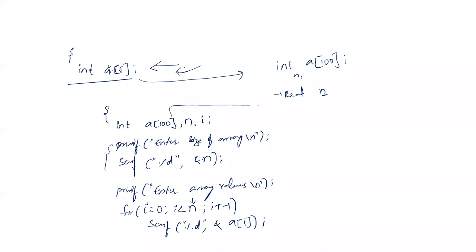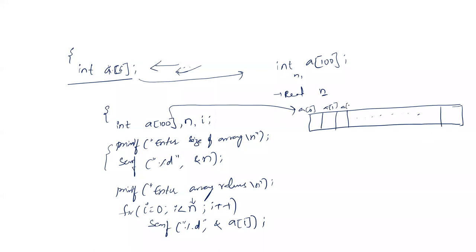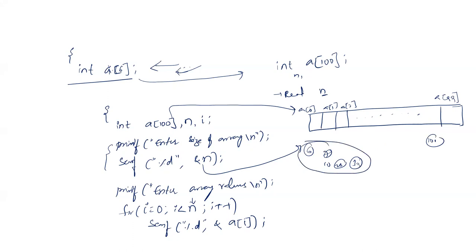So what happens when I write this statement? It creates 100 values in the memory: a of 0, a of 1, a of 2, and so on, up to a of 99. 100 values will be created. But in that, based upon your requirement, what is the size of n? For example, 6 or 7, 10, 20, 30, anything less than 100 you can take. So you can vary your array values based upon the n value on the output screen. But once you create it, 100 elements will be created in memory, and of those you only use what is required.